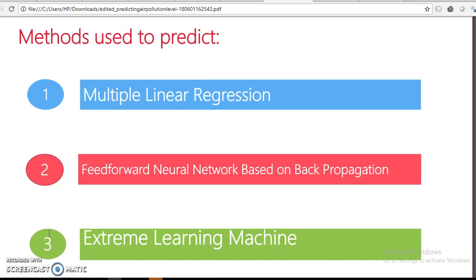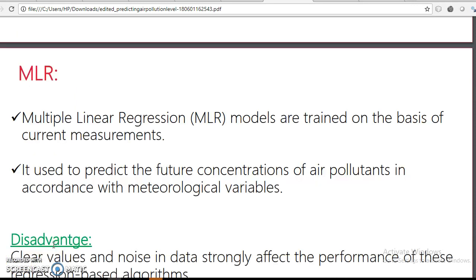Now, the methods used to predict are the multiple linear regression model, the feed-forward neural network based on the backpropagation theorem, and the extreme learning machine. Basically, there are various models through which we can prepare the air pollution model, like GBM. I have written the code and implemented it in the GBM model. We can also implement random forest, which is a universal algorithm model. So we can compare different models, and here I have listed some of the methods: regression, neural network, and extreme learning machine. Now, firstly, we will go through these models.